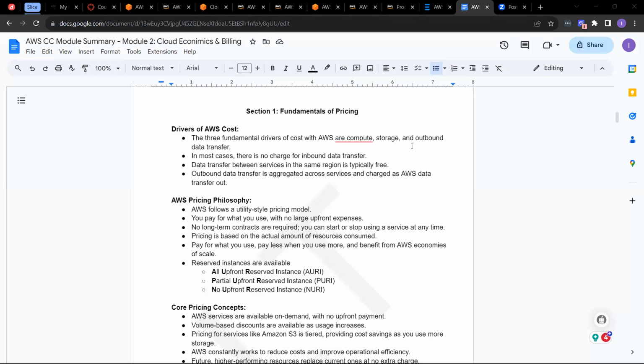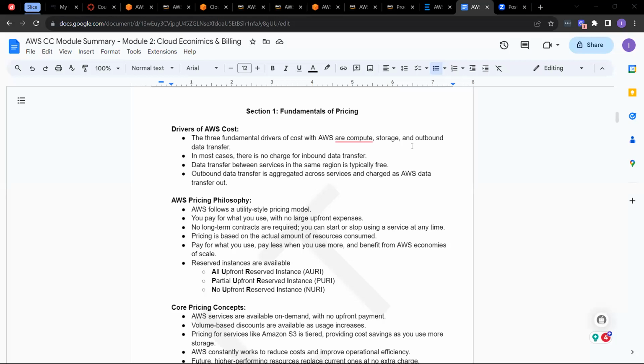For inbound transfers, there is no charge. That is transfers within AWS services in the same regions, right? And then the outbound transfers are put together. That's what we call aggregated. Any transfer that you make, they are put together across the services and then charged as data transfer out. The name they give it is AWS data transfer out.